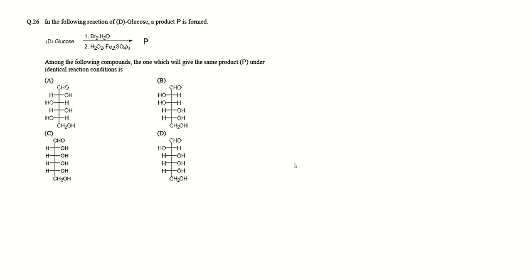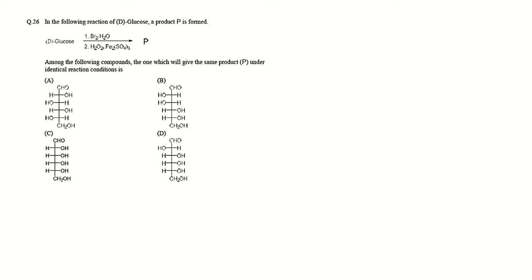Now I am going to discuss an IIT JAM 2019 organic question. This was the question: when D-glucose is treated with bromine water and followed by hydrogen peroxide and ferric sulfate, what is the product formed? Here, this is a simple Ruff degradation.